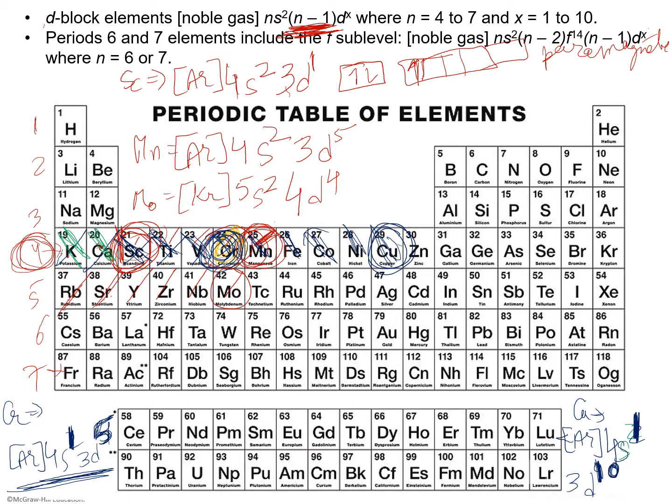So just remember, chromium and copper are two exceptions. Whenever you're writing their electronic configuration, write the normal approach and then take one electron from the s orbital and move it to the d orbital. Okay, so that is the electronic configuration for most of these elements.